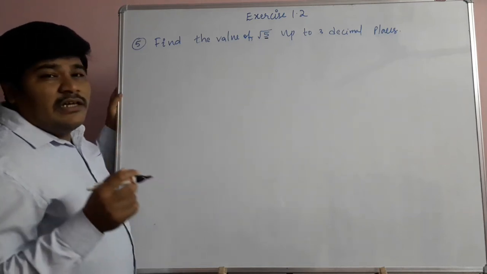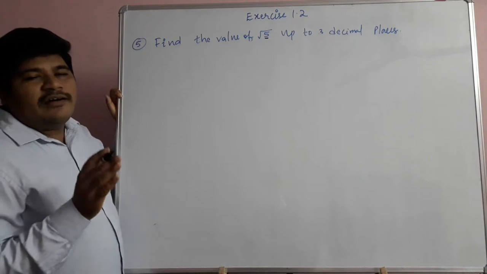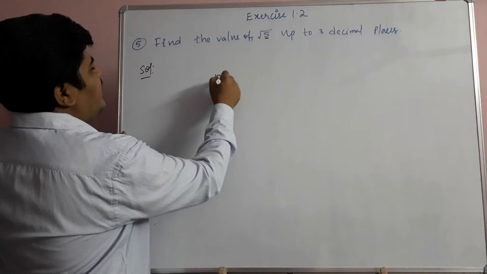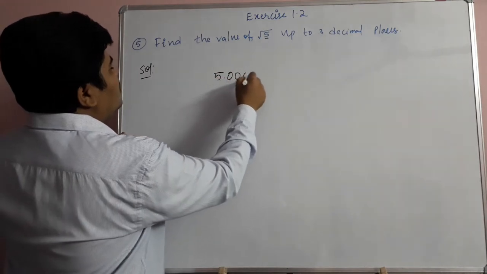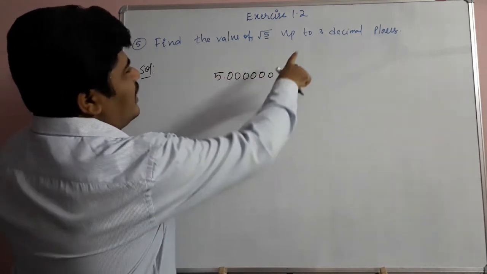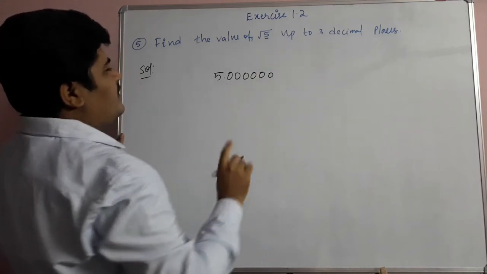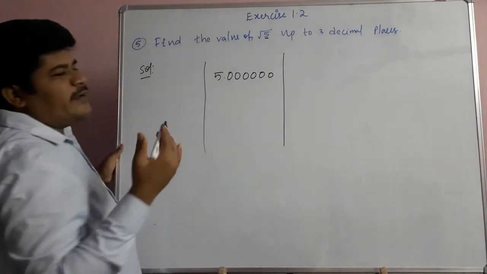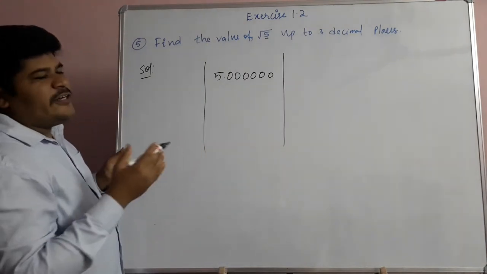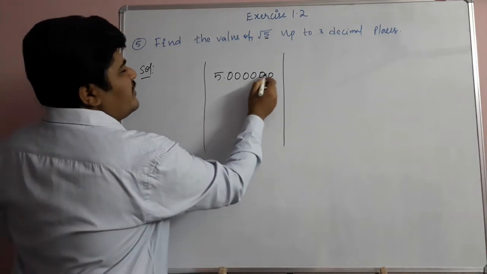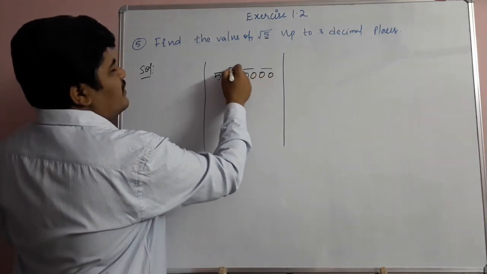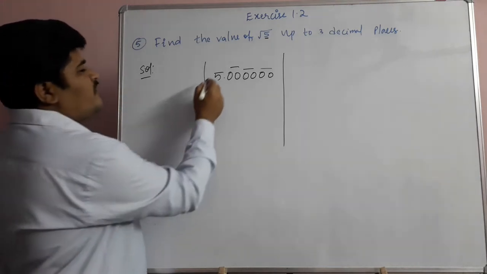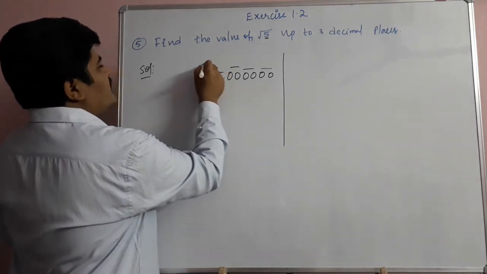So students, here we will use the long division method. First we need to write 5 as 5.000000. And how many places? 3 decimal places. That's the reason I have taken 3 pairs. Now from the rightmost value we have to divide it into pairs. So 0 and 0 first pair, 0 and 0 second pair, and the third pair. If any digit is alone, we have to write a dot upon that number. So 5 is here, and here I am writing a dot. Right students.